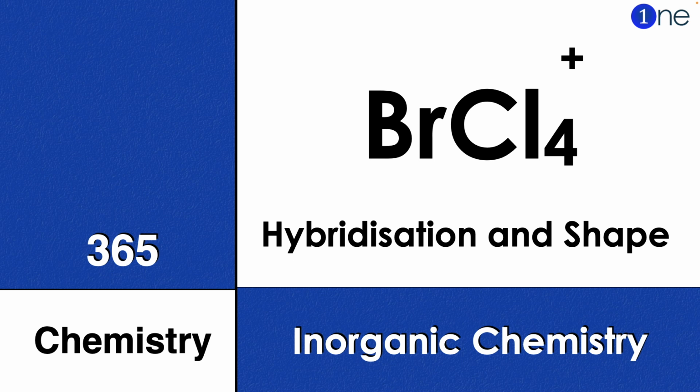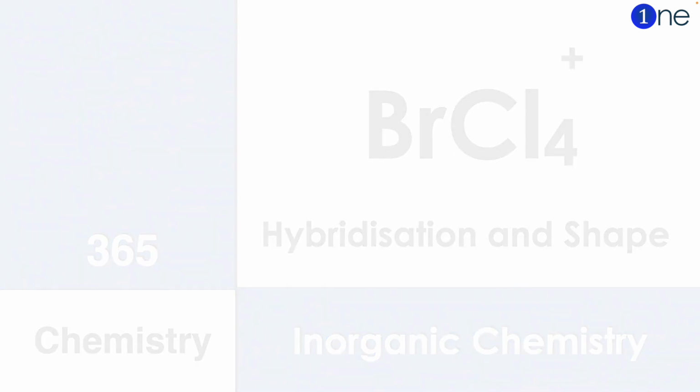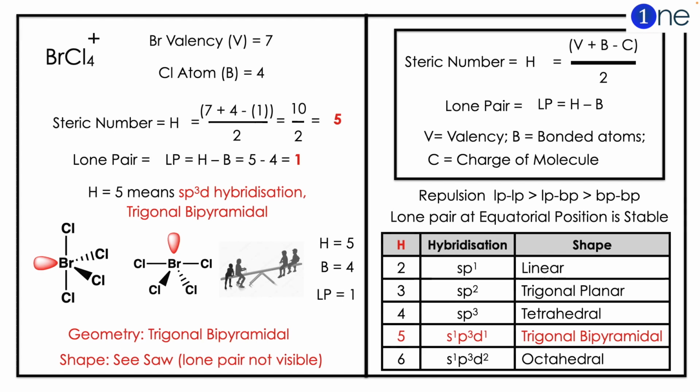Here you have the bromine tetrachloride cation, BrCl4+. You have to find the hybridization and shape of it. To find the hybridization, you should know the steric number.